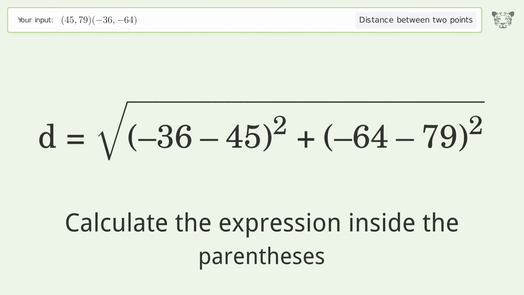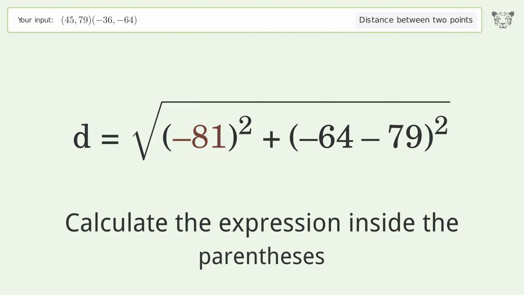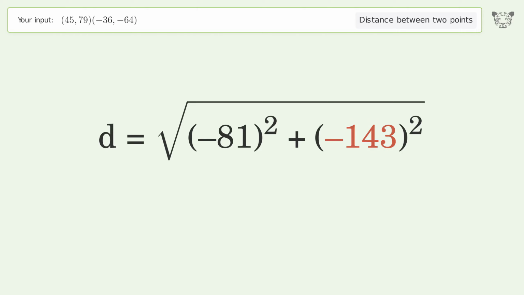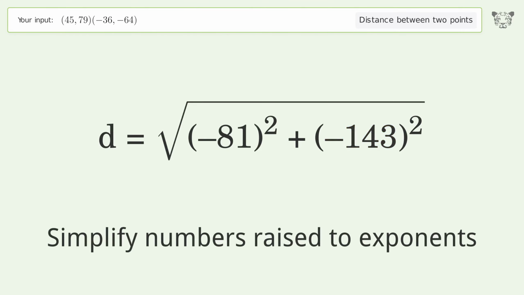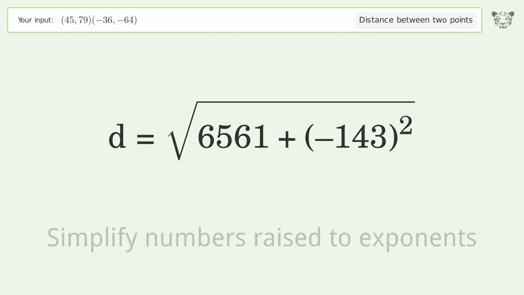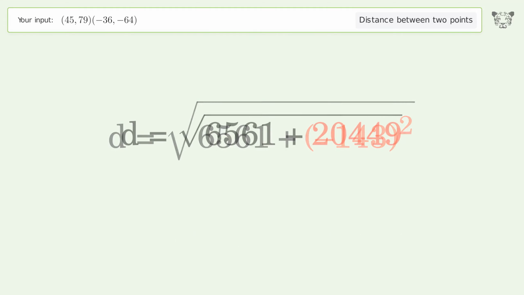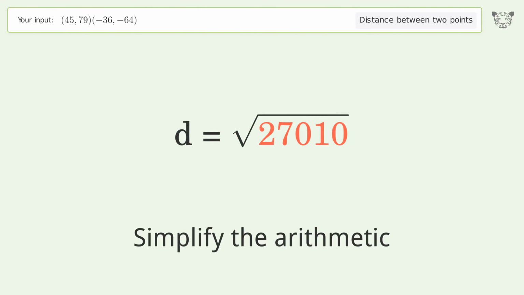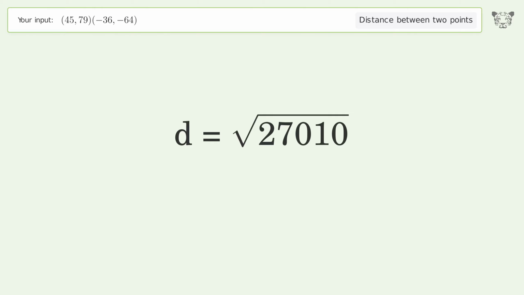Calculate the expression inside the parentheses. Simplify numbers raised to exponents. Simplify the arithmetic. And so the distance between the 2 points is the square root of 27,010, or 164.347.